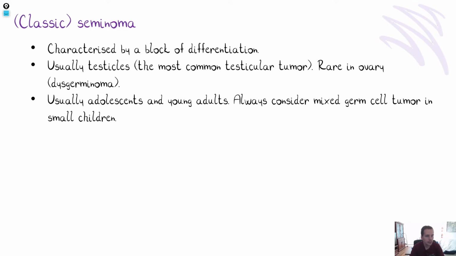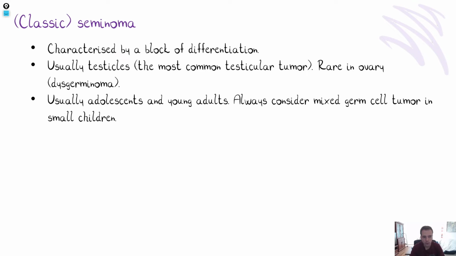And as I said, the seminoma is characterized by a block of differentiation. So the neoplastic cells stay on the level of immature germ cells, and the tumor is usually found in testicles. As I said, it's the most common testicular tumor. And in ovary, it's quite rare. And in ovary, we call it dysgerminoma. But it's the same tumor, it's just a different name.